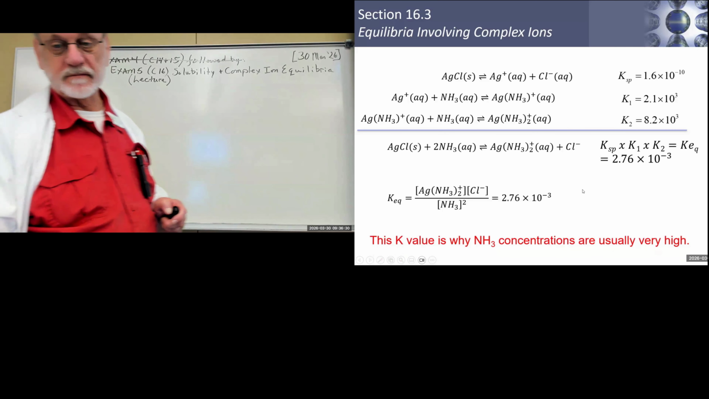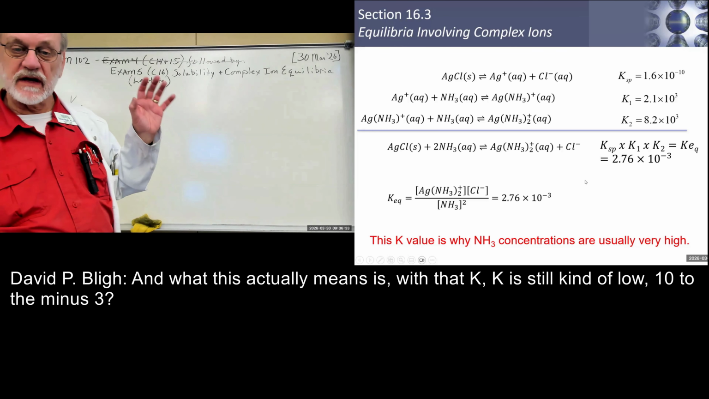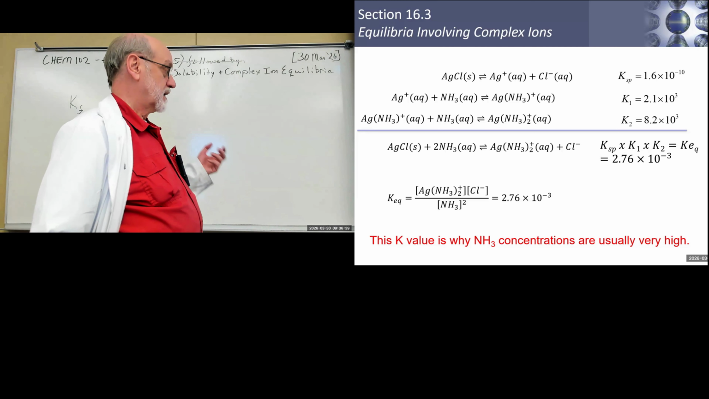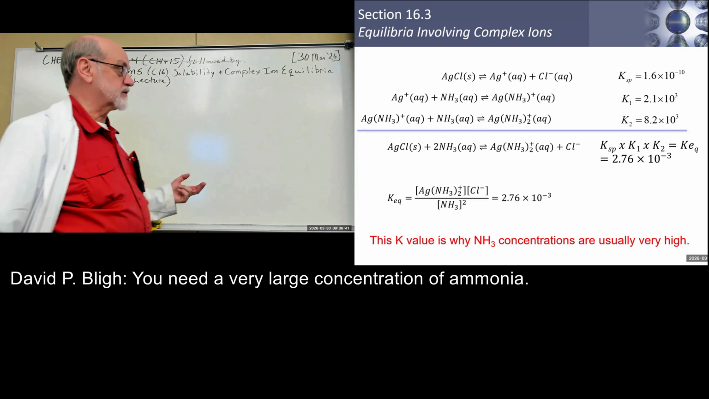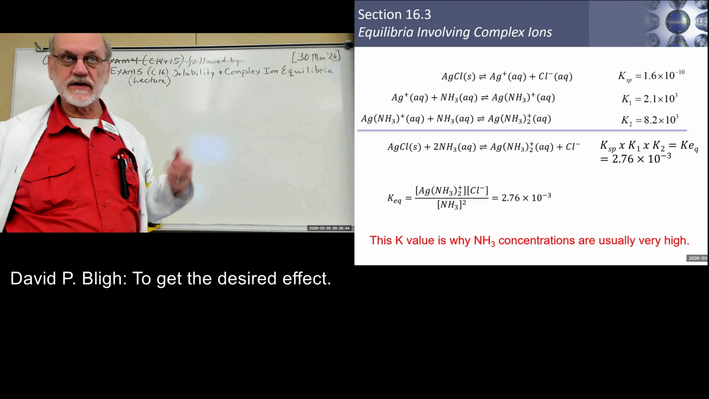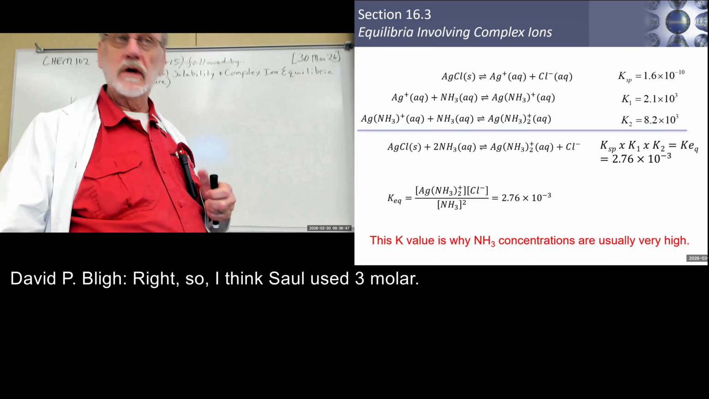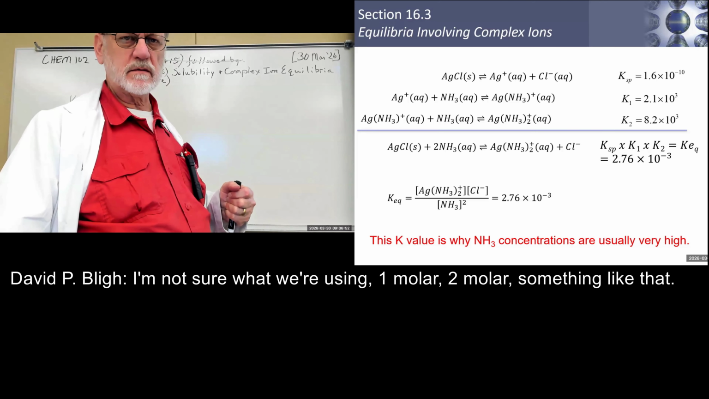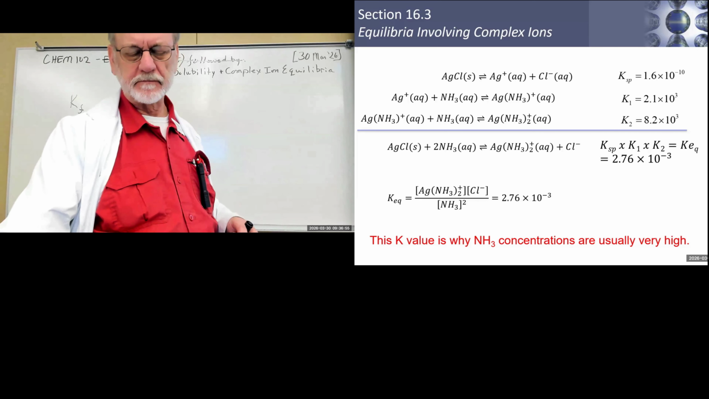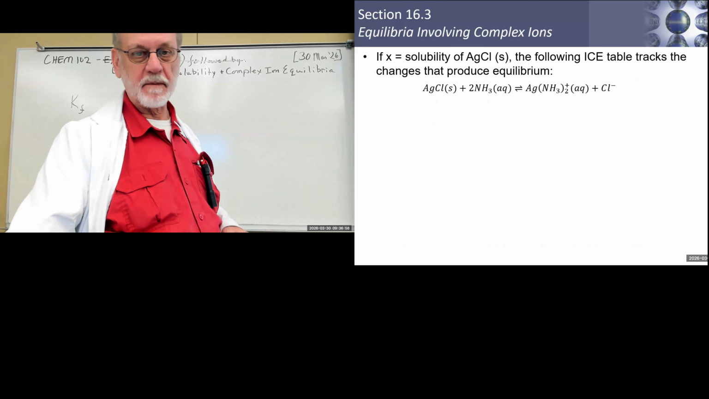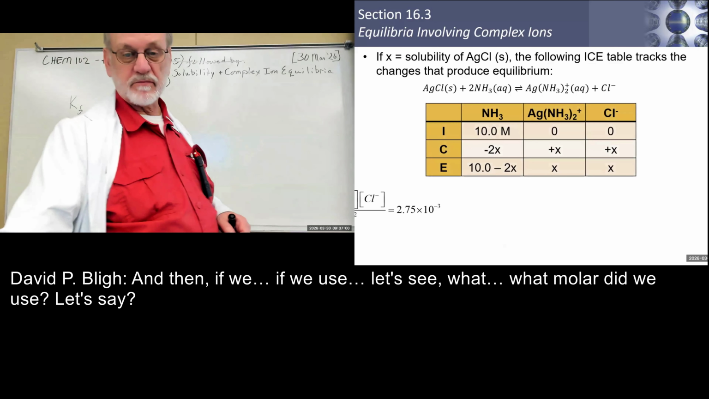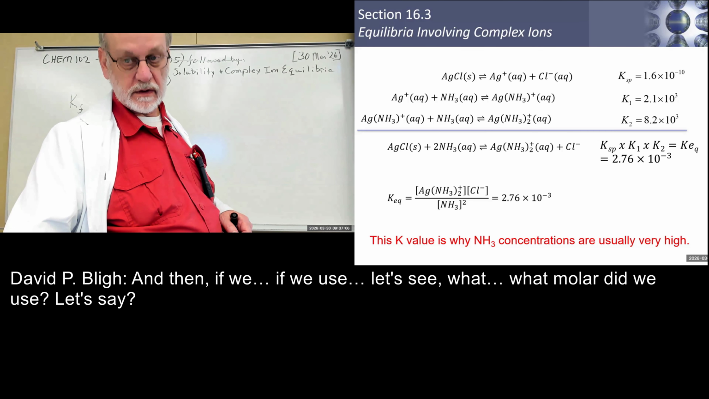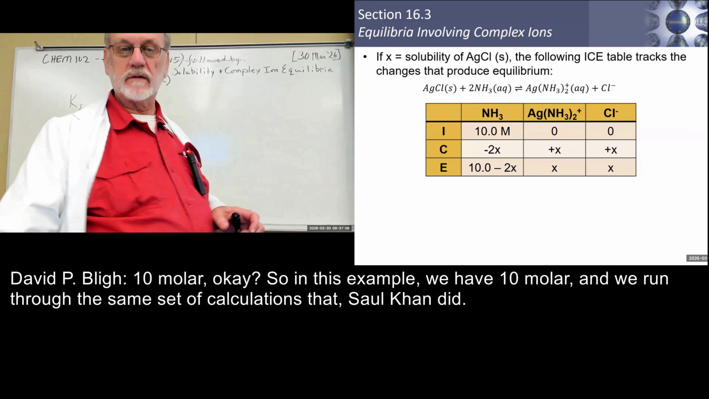And from that point on, what this actually means is that K is still kind of low, 10 to the minus 3. You need a very large concentration of ammonia to get the desired effect. Right. So I think Saul used 3 molar. I'm not sure what we're using, 1 molar, 2 molar, something like that. And then if we use, let's see, what molar did we use? Let's say 10 molar. Okay.